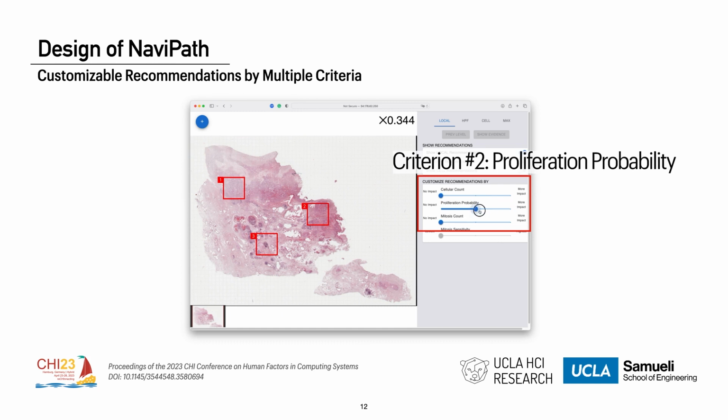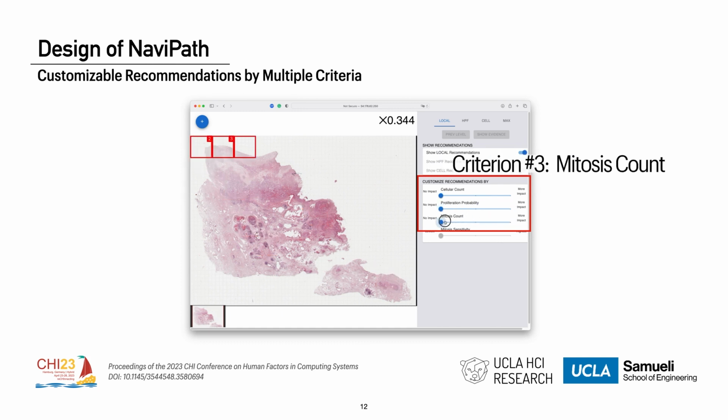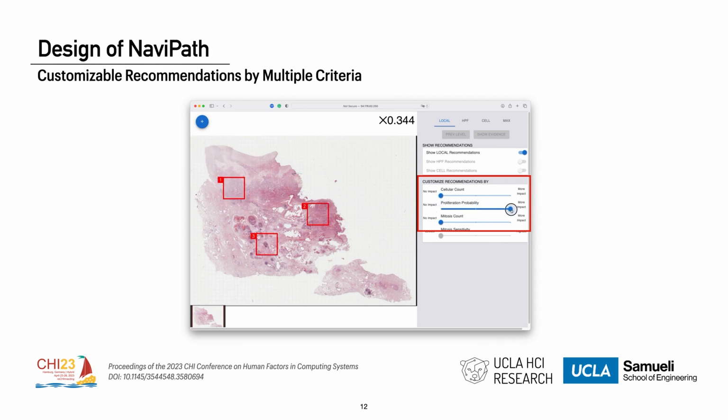To generate the recommendations, NaviPath utilized 3 AI-reported criteria: cellular count, proliferation probability, and mitosis count. These criteria can be customized by adjusting their respective impact on the recommendations. The system assigns greater weight to a specific criterion when its impact is increased, resulting in more emphasis on that criterion in the generation of recommendations. Moreover, NaviPath continually recalculates and re-ranks the recommendations in real time based on the pathologist's customization settings.